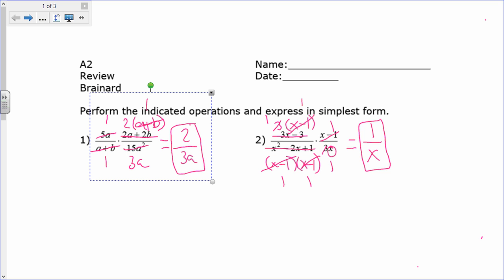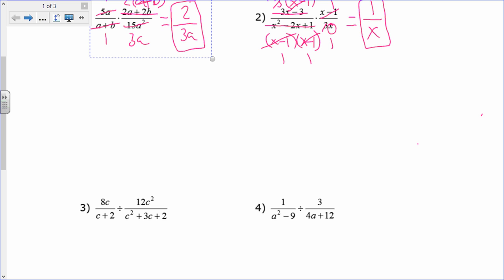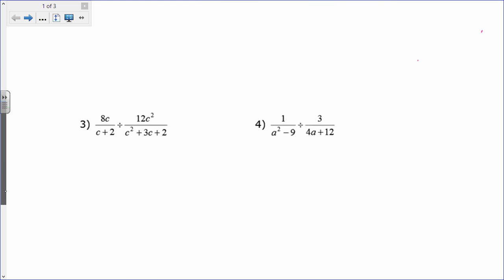Now, you can get that answer for this problem by doing a wrong method and never factoring. If you do that on the test, you will not get full credit for it. Actually, get no credit.